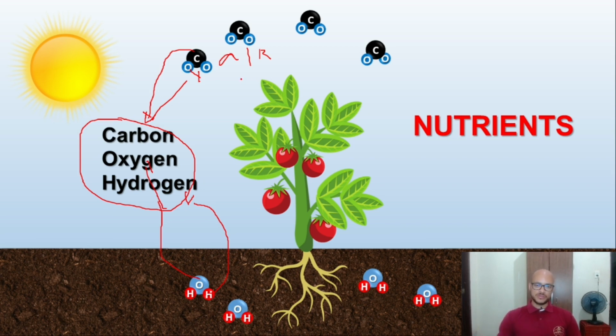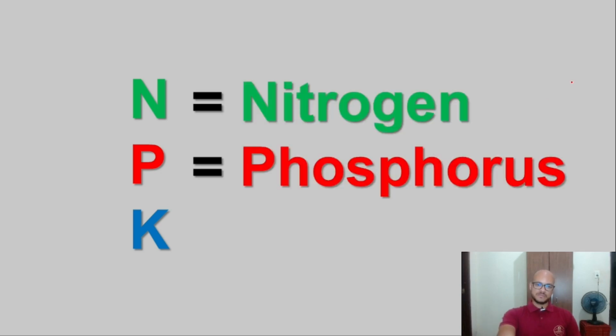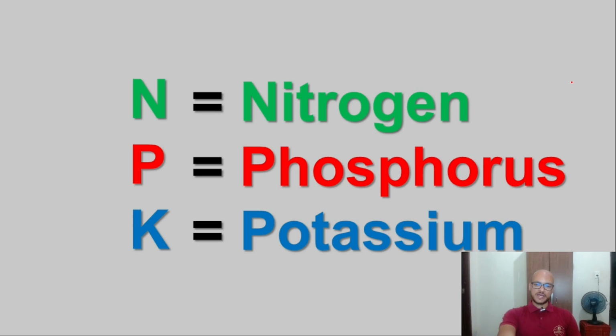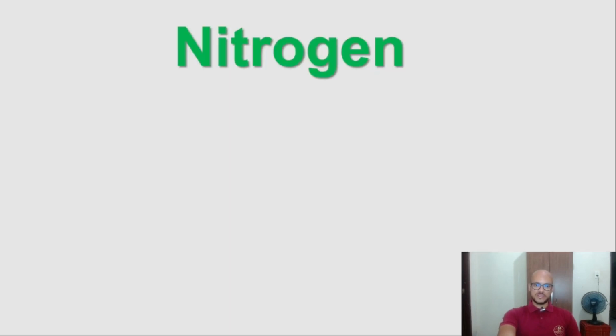But we have also other nutrients in the soil, okay, which are really important too. For example, we have phosphorus, copper, nitrogen, potassium, calcium, sulfur, magnesium, iron. So there are many nutrients, and today we are going to be talking about these macronutrients called nitrogen, phosphorus, and potassium. Okay, so let's start with nitrogen.